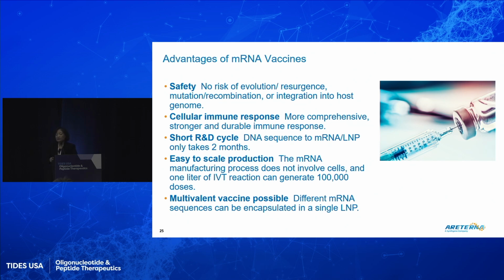mRNA is very easy to manufacture. So 1 liter of IVT can produce 100,000 doses. You can also package different mRNAs in a single LNP, which makes multivalent vaccines possible.